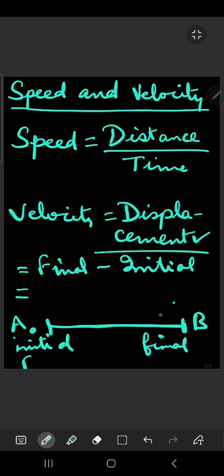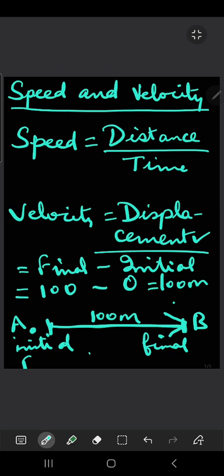So what is the final position of B? This object is B, that is 100 meters. So final position is 100 and the initial position is 0. So the displacement would be 100 meters. And in displacement we also indicate the direction in which the object is moving. So if it is moving in east direction, we will write it 100 meter east. If it is moving in north direction, then we will write it 100 meter north. So this displacement indicates the direction as well as the magnitude.